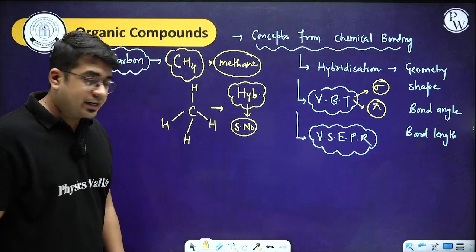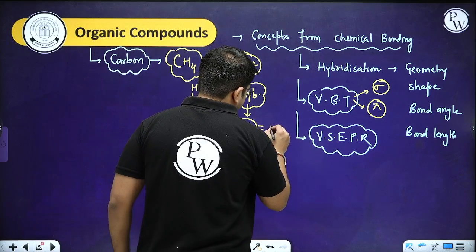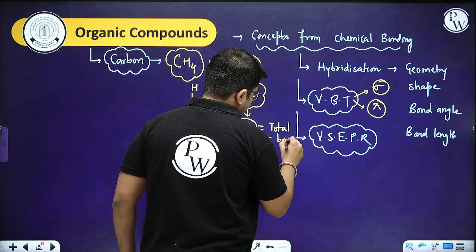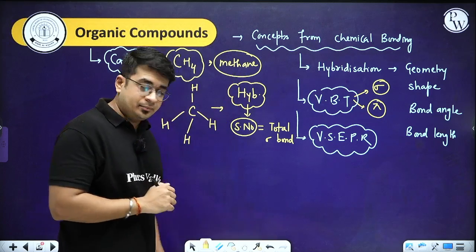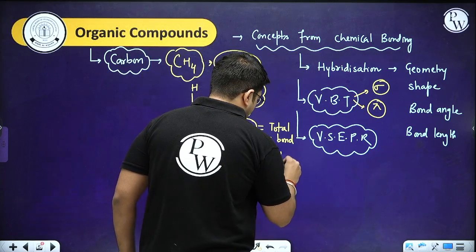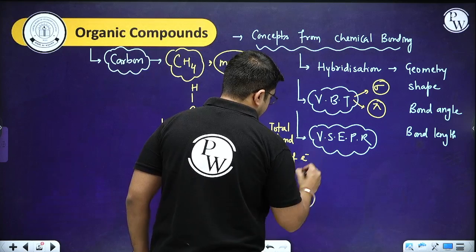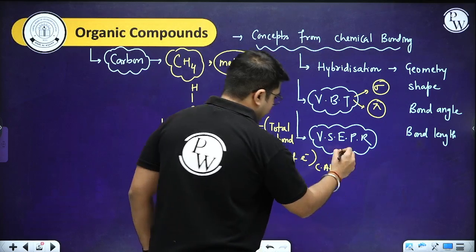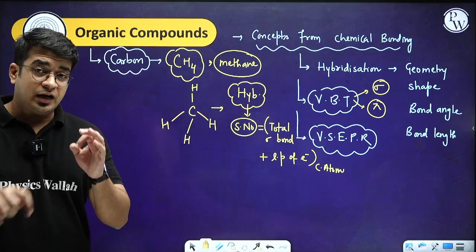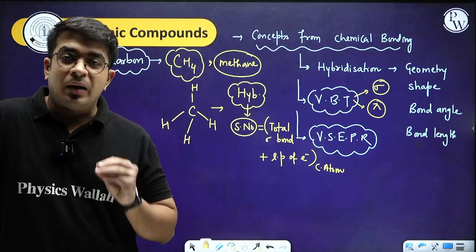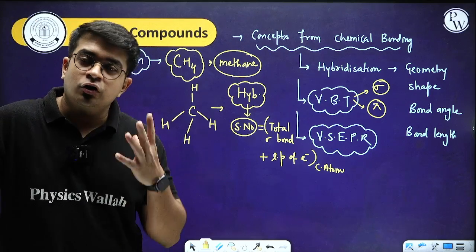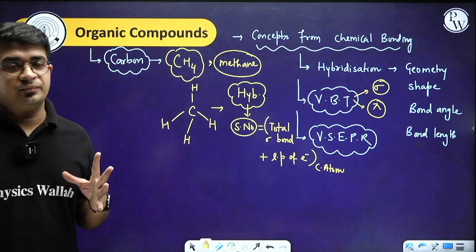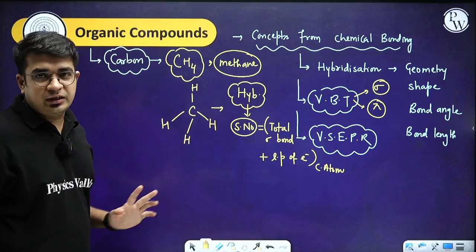In case of steric number, what you can do? You can say, sir, this will be total sigma bonds formed by the central atom plus lone pair of electrons. Both are on the central atom. If you know this entire part, because in case of hybridization, we never include pi bonds. So definitely we are only talking about the sigma bonds as well as the total number of lone pairs which are present on the central atom. If this part we know, we can talk about the steric number.